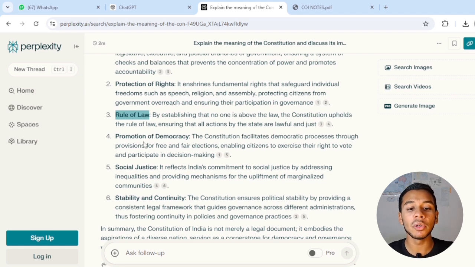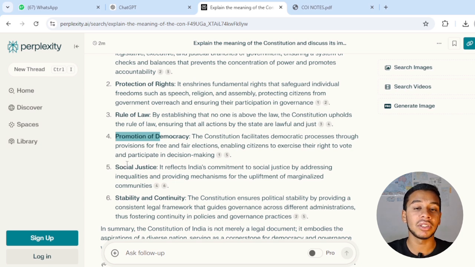The fourth one is the promotion of democracy. Promotion of democracy is very important because it facilitates democratic processes through provisions for free and fair elections. We know how elections change the whole state for the next 5 years, 3 years, or 2 years. The development of the state completely depends on the rule of law, that we are giving authority to the superior person. So the fourth one is promotion of democracy.